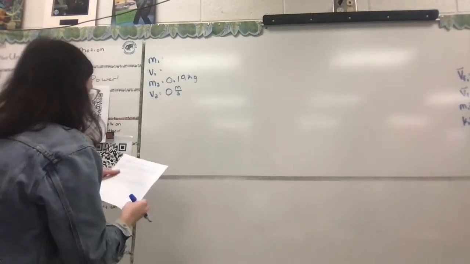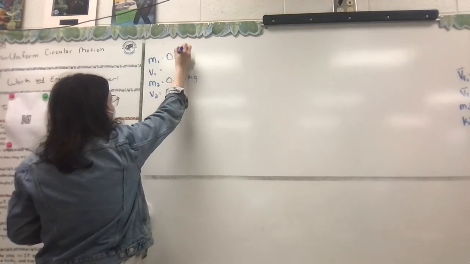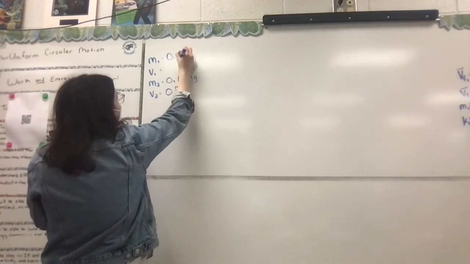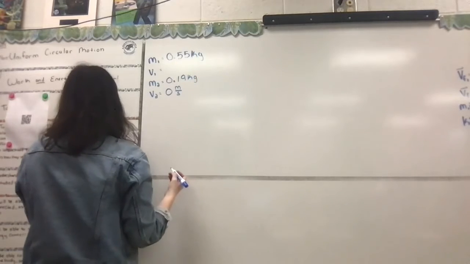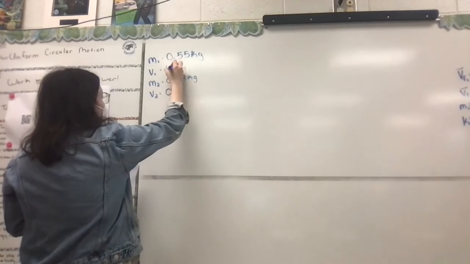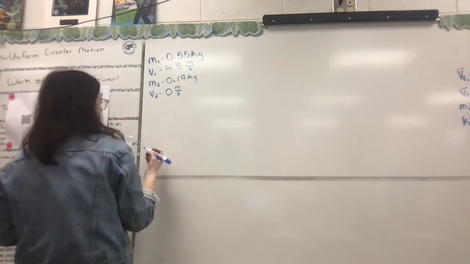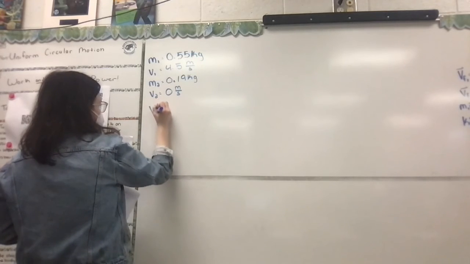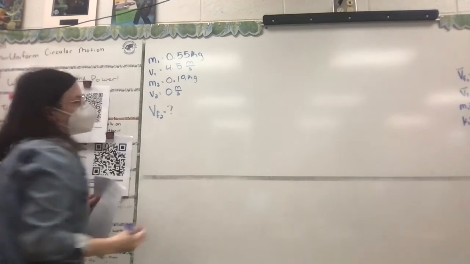So our first mass would be the hammer. The hammer has a mass of 0.55 kilograms. And what is its initial speed? 4.5. Awesome. What are we asked to find, you guys? The final speed of the rock. The final speed of the rock, which means we're looking for VF2.